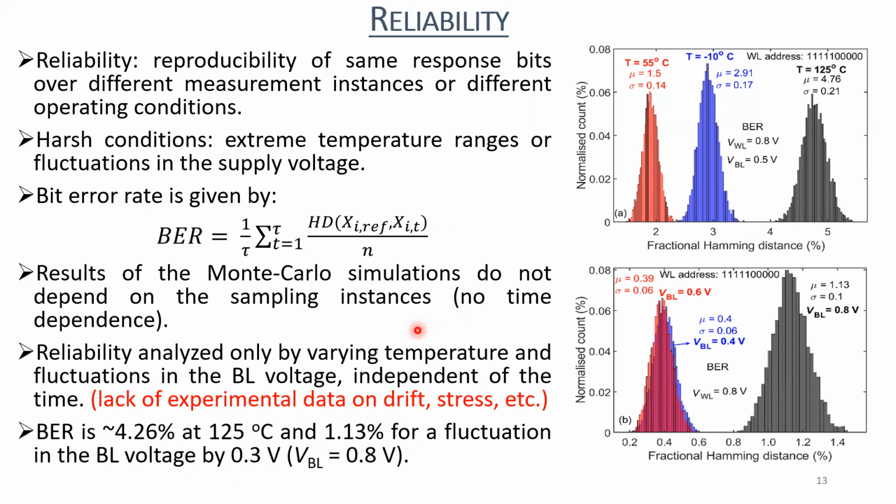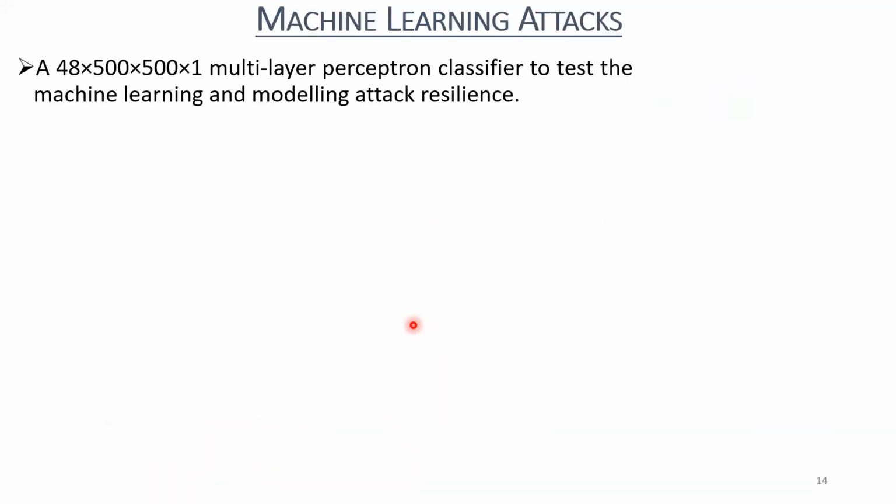Now let us talk about the machine learning modeling attack that I have been discussing so far. As I told, we can use a machine learning model, let us say a multi-layer perceptron, or we can use SVMs, KNNs, all sorts of machine learning models, CNNs, RNNs, to get information about the response bits that we'll get from unknown challenges.